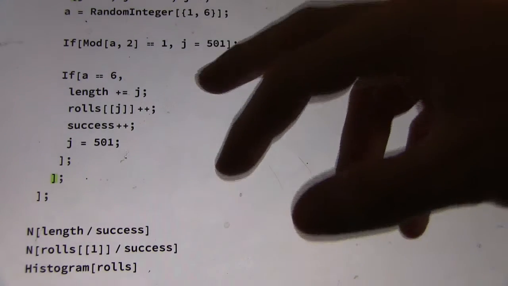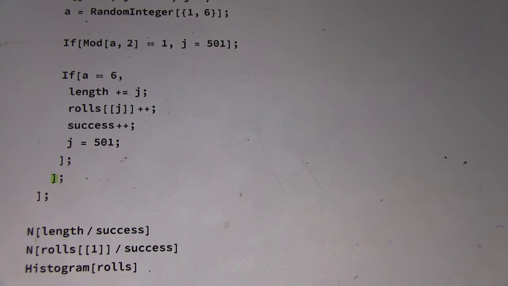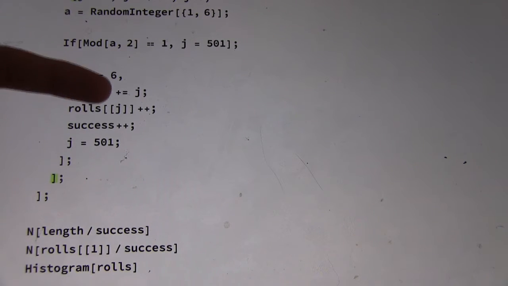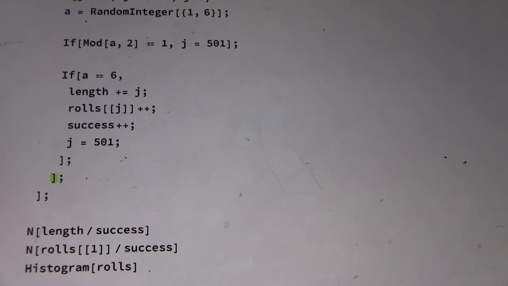Okay. And what's going on here? If it's 6, then the length variable goes up by the amount of trials it took, j. By the number of rolls it took. Rolls. Yep. And then we input j into the rolls table. We put the number of rolls it took. Yeah, so if this one took 3 rolls to see the 6 for the first time, we increment the third spot.